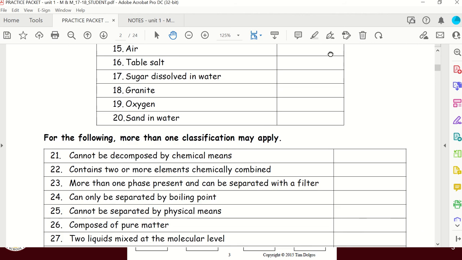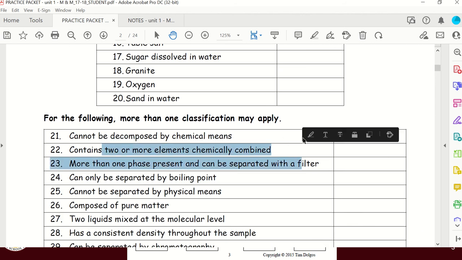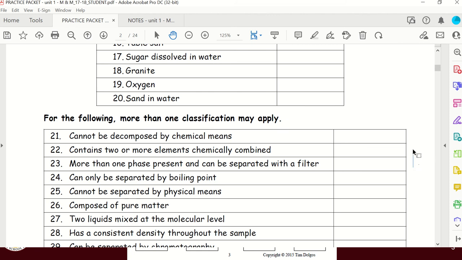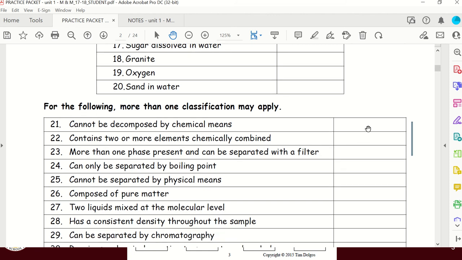What's the next part of your homework? Classifying, more than one. So you do all that you can think of. Cannot be decomposed by chemical means. I'm hoping you'll remember that this is an element, only element, right? But if there's more things that it could be, oh, it's an element, but also a pure substance. And also matter, if you were going to get really sticky on the matter. But element is what I'm looking for here.